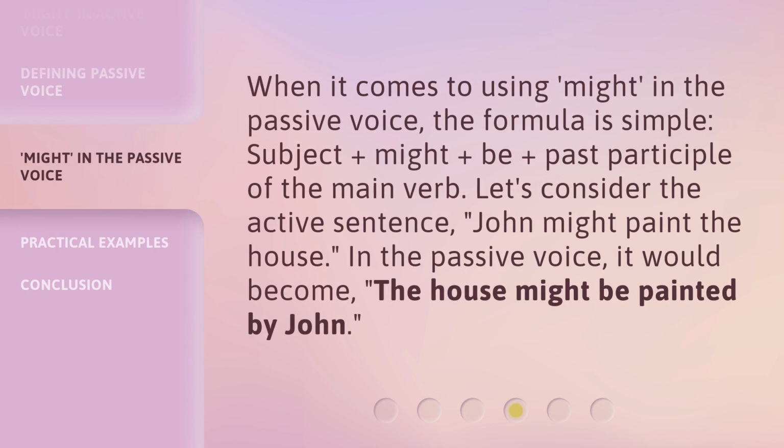When it comes to using might in the passive voice, the formula is simple. Subject plus might plus be plus past participle of the main verb. Let's consider the active sentence, John might paint the house. In the passive voice, it would become, the house might be painted by John.